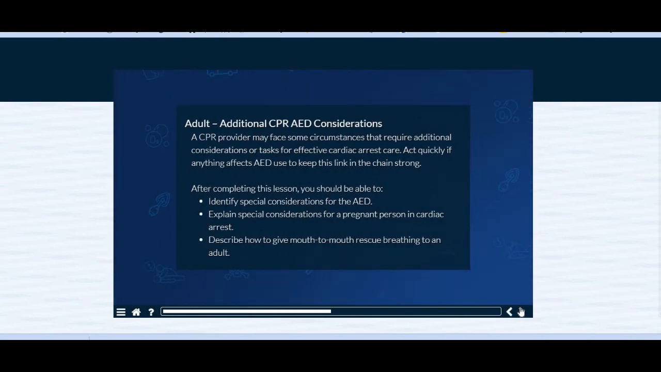A CPR provider may face some circumstances that require additional considerations or tasks for effective cardiac arrest care. Act quickly if anything affects AED use to keep this link in the chain strong. After completing this lesson, you should be able to identify special considerations for the AED, explain special considerations for a pregnant person in cardiac arrest, and describe how to give mouth-to-mouth rescue breathing to an adult.